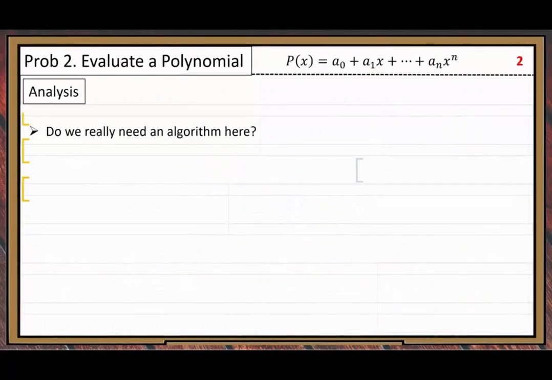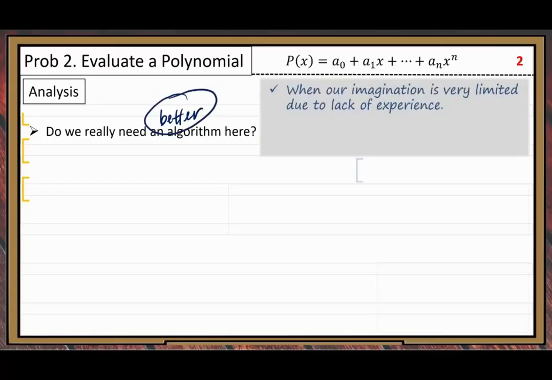Now this time, we work on a better algorithm because we see the hope. Yeah, we see the hope. We want to find a better algorithm.